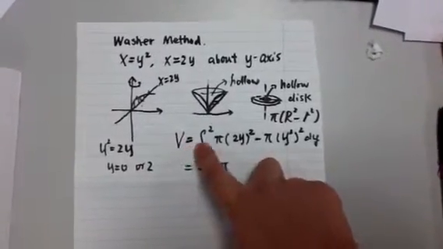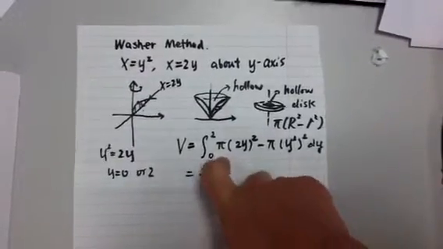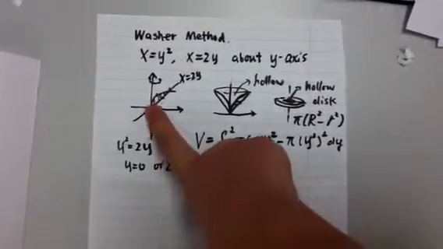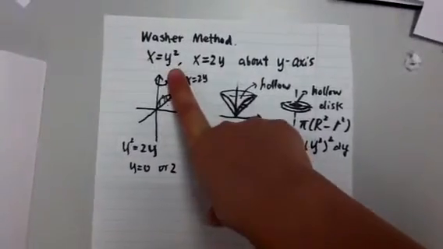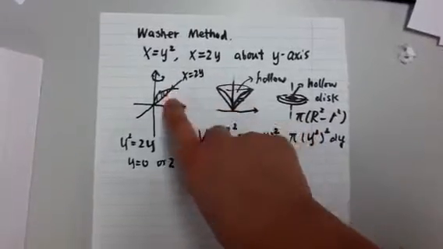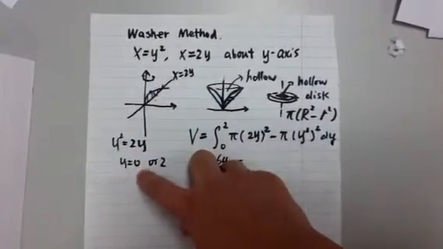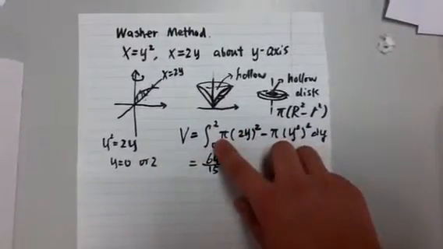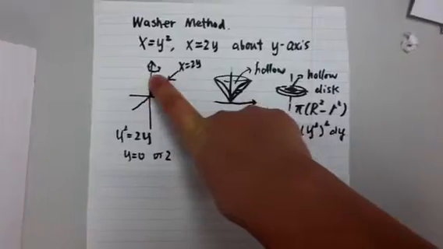And the volume equals the integration from, now here this is 0. In order to get this intersection point, I have to set y squared equals 2y. Okay, so y squared equals 2y, y equals 0 or 2. So the integration is from 0 to 2. So here y equals 2.